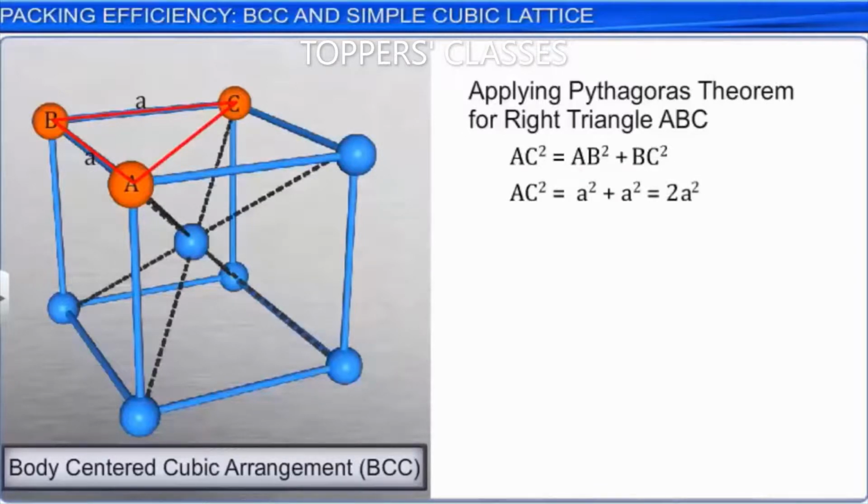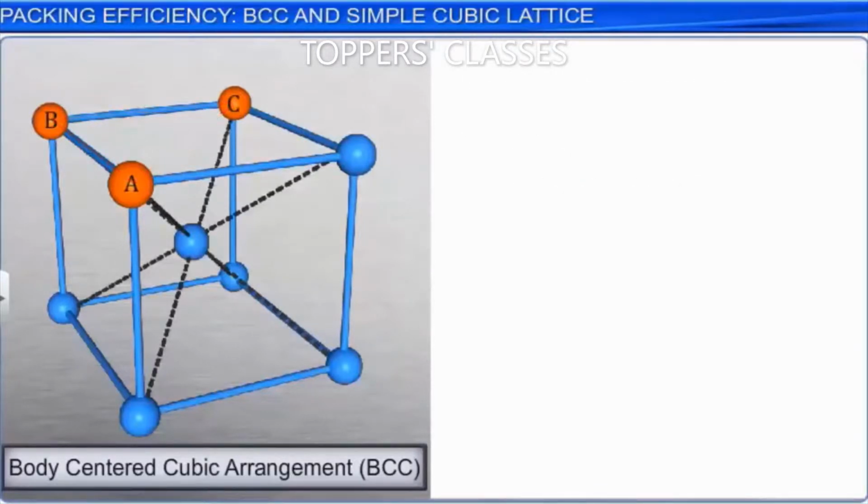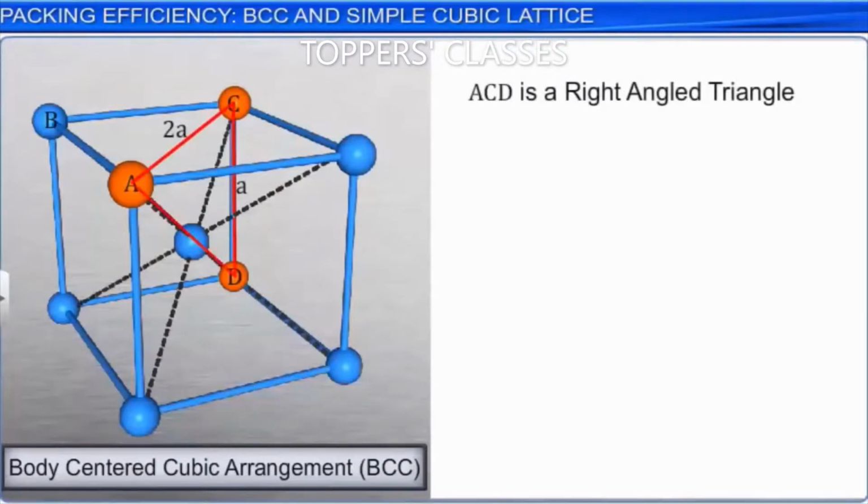On the other hand, points A, C and D lying on the unit cell form a right-angled triangle. Applying Pythagoras' theorem to these points, AD square is equal to AC square plus CD square. Hence, AD square is equal to 2a square plus a square, which is equal to 3a square. Therefore, AD is equal to root 3 into a.